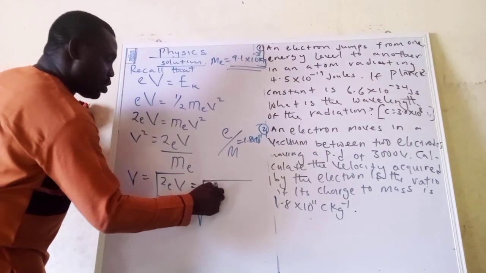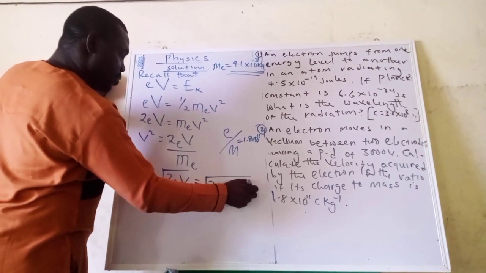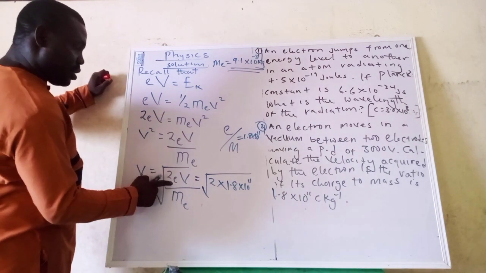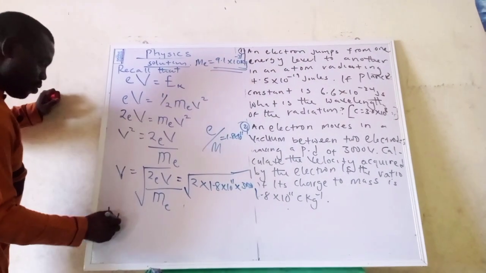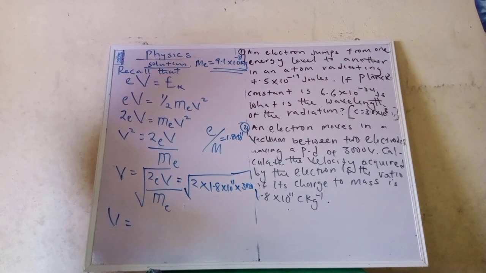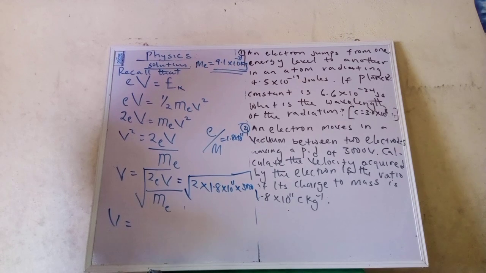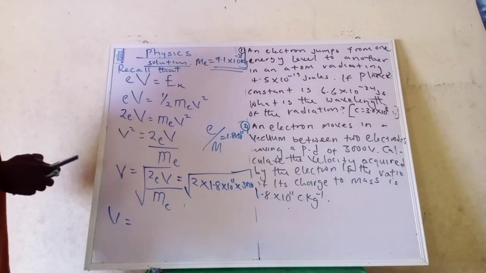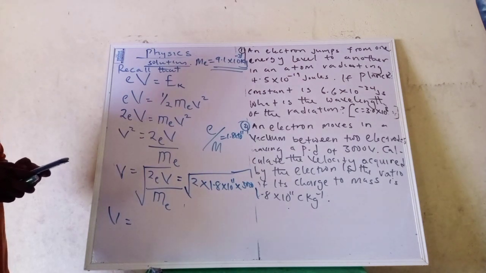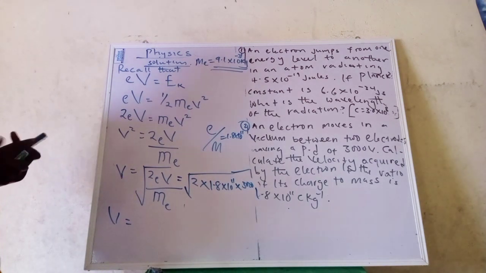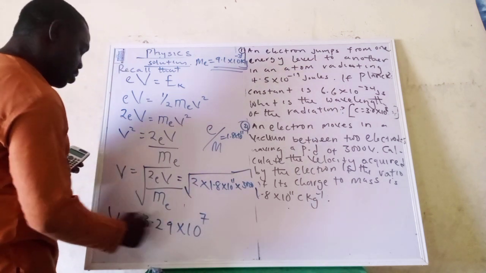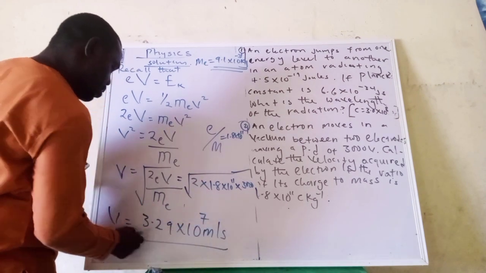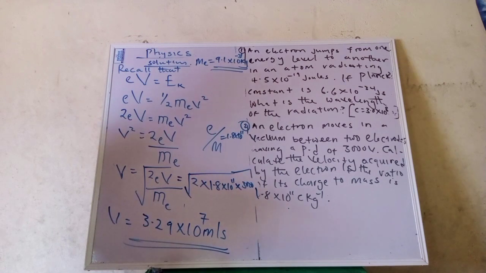So we have 2 times 1.8 times 10 to the power 11. We already know this, right? Yes, sir. Then the volts, 3000 volts. Please, somebody should help me. What's the answer? So we have 2 multiplied by 1.8 exponential 11, then we have 3000 there. So we have 3.29 times 10 to the power 7 meter per second. And that's the final answer to the question.